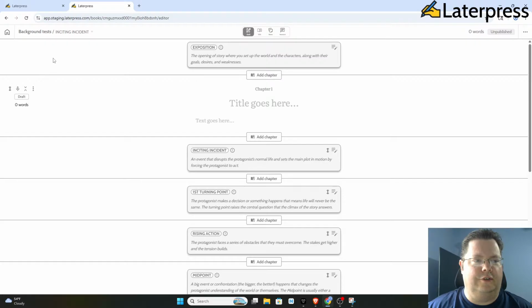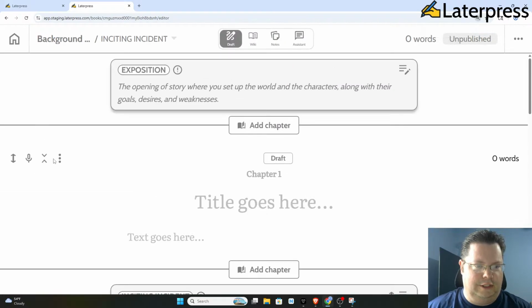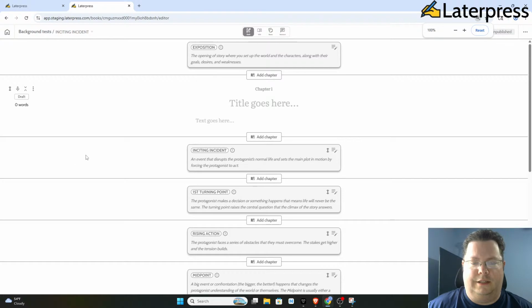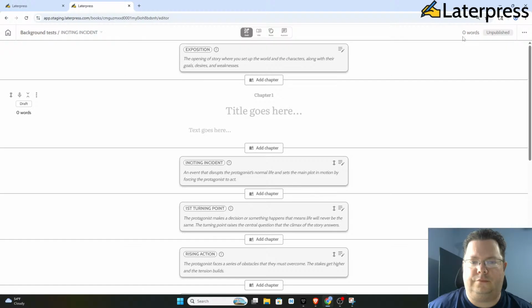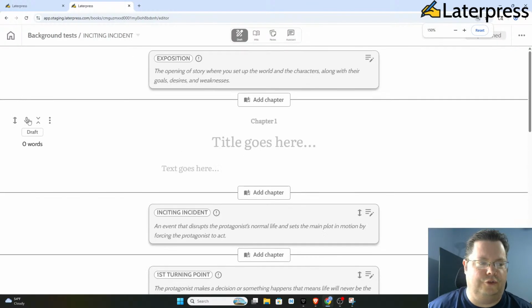So you'll note here, this is our staging environment. This is not the public version of Laterpress that everybody has access to. We have a new icon over here in the corner. I'm going to zoom in really tight so you can see this. This is a microphone icon. What we have done is taken existing functionality, where the microphone icon previously existed in the notes feature to speak and dictate notes. It now exists to allow folks to dictate chapters directly into the editor. So that's what I'm going to be showing off here.